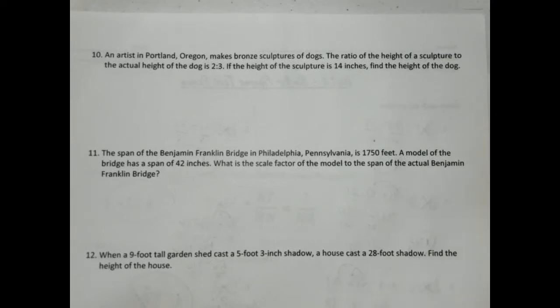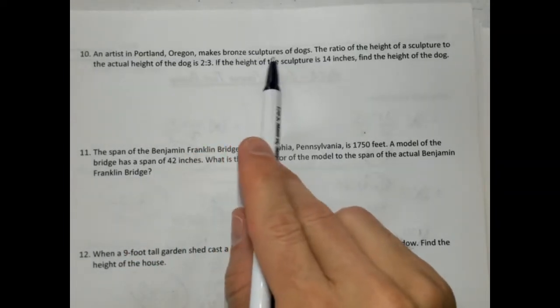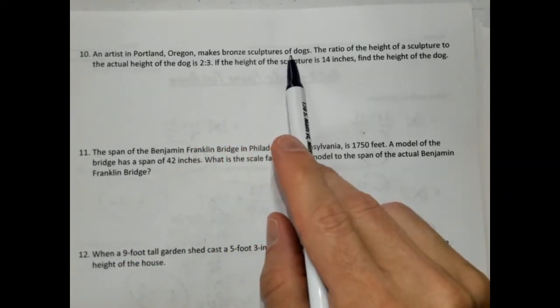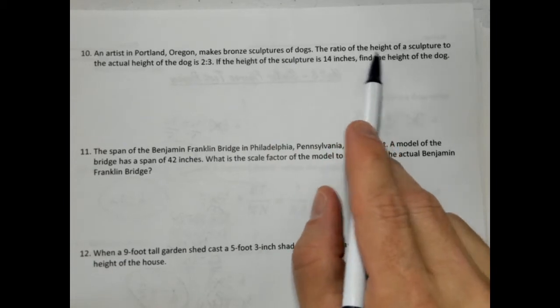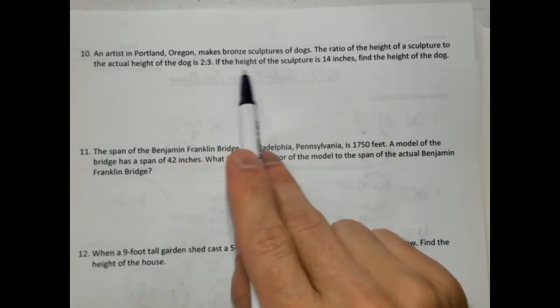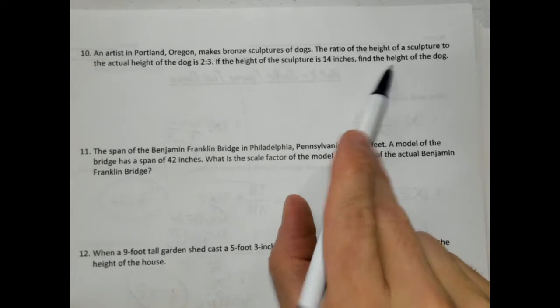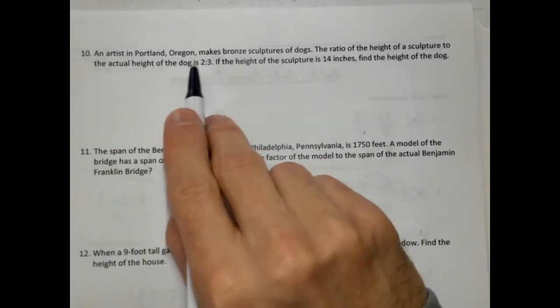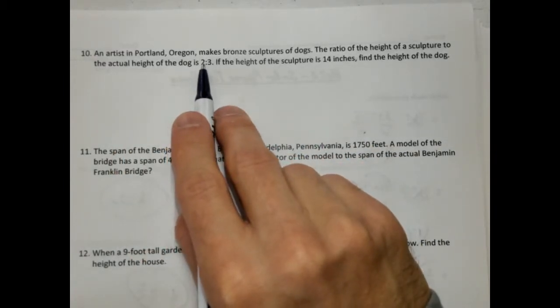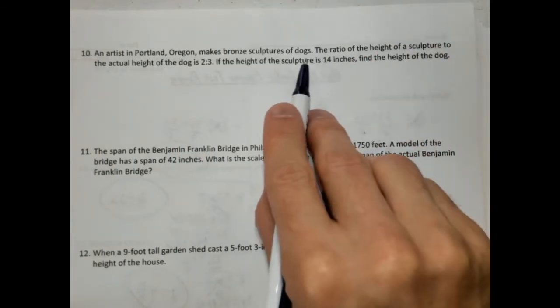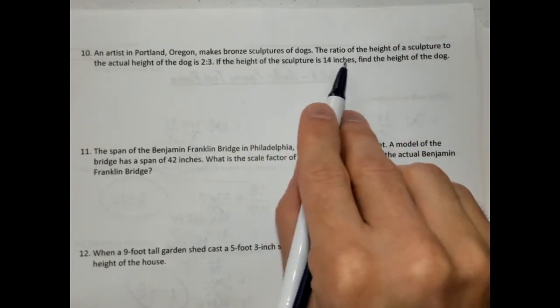All right, an artist in Portland, Oregon makes bronze sculptures of dogs. That's weird. The ratio of the height of a sculpture to the actual height is 2 to 3. Okay, so they give us the scale factor. So the model, the sculpture, would be 2, the actual would be 3. If the height of the sculpture is 14, what's the height of the dog?